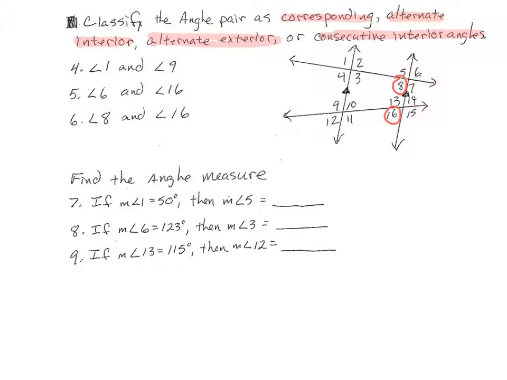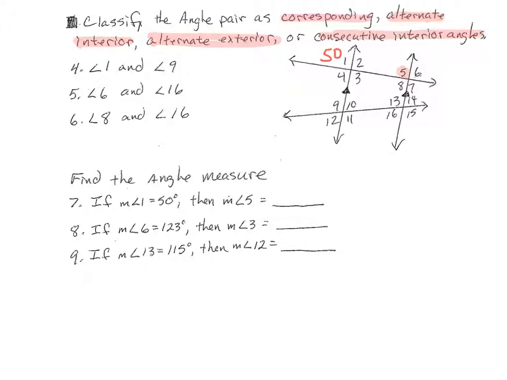Now, the next part, we're going to use this picture again. Excuse me, for 7, 8, 9. Angle 1 is 50. So if 1 is 50, we want to know what angle 5 is. So we'll highlight it. What is it?